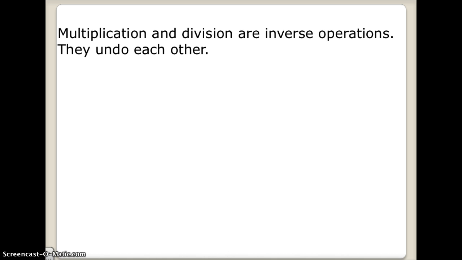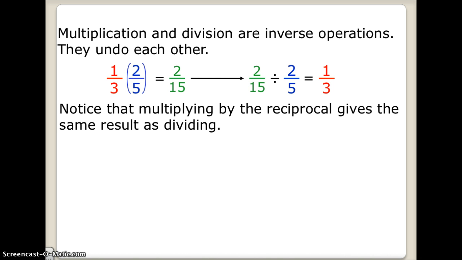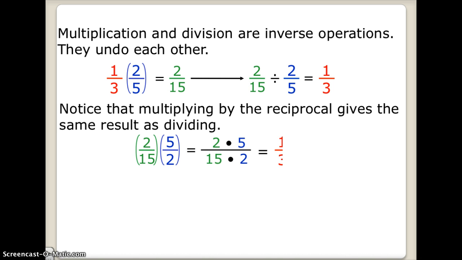Multiplication and division are inverse operations. They undo each other. So if we multiply 1/3 times 2/5 to equal 2/15, if we take our answer and divide it by 2/5, we'll get back to 1/3. If we were to take 2/15 times 5/2, we also get 1/3. Normally we can't always divide nicely, 15 divided by 5 nicely, 2 divided by 2 nicely. It doesn't always work that way.